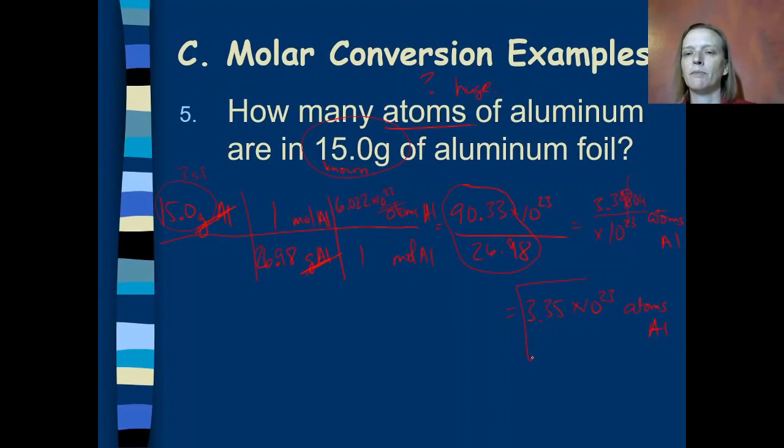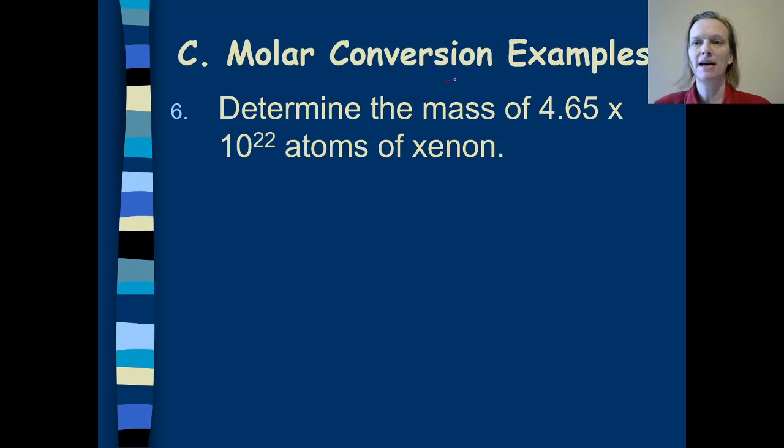Let's do one last example. Determine the mass, that's our unknown that we're trying to figure out, of 4.65 times 10 to the 22 atoms of xenon. This is my known value. So I'm starting with my known value of 4.65 times 10 to the 22 atoms of xenon, and I'm trying to work my way to finding out the grams of xenon at the end.